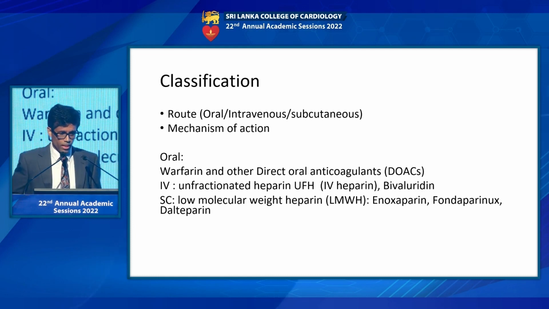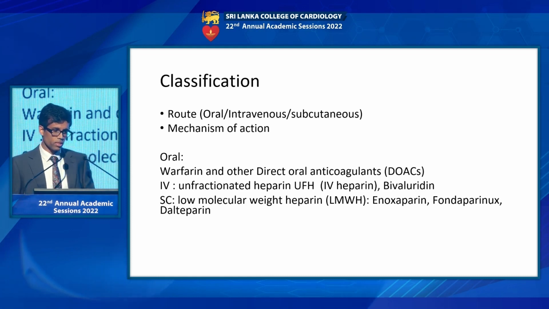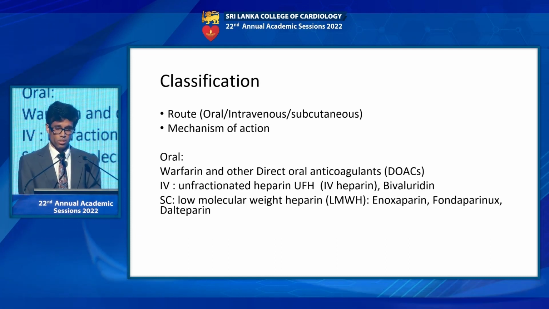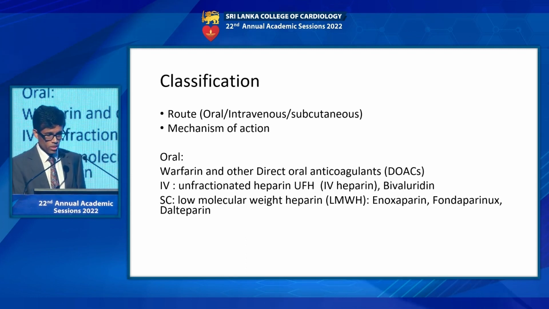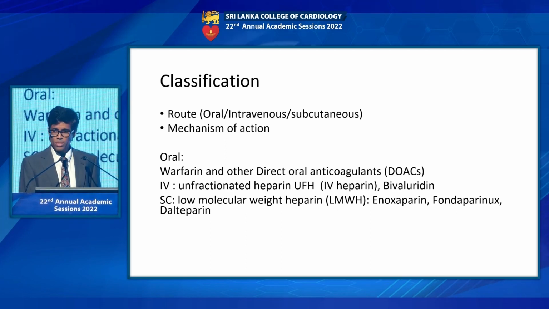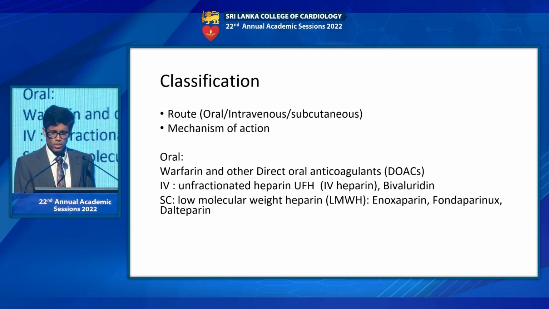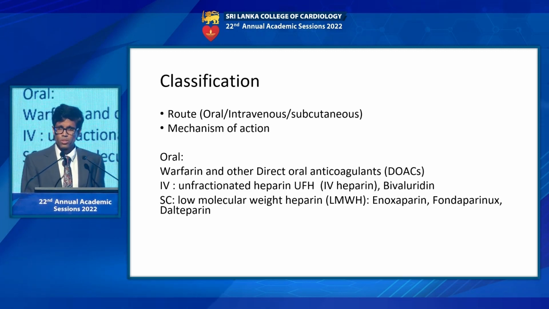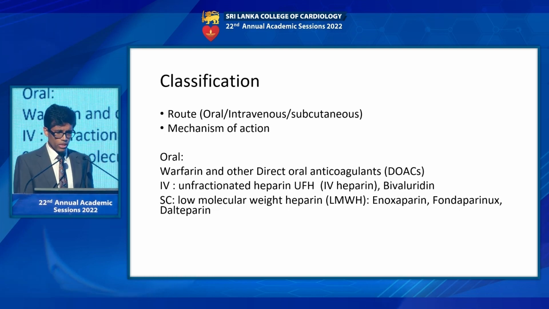So oral anticoagulants, intravenous anticoagulants, and subcutaneous anticoagulants. Oral ones, as we know, the most commonly used one is warfarin, and then the direct oral anticoagulants, the DOACs. Intravenous, mainly we use intravenous heparin or unfractionated heparin, and in the Americas they use bivalirudin quite a lot, and I don't think that we use bivalirudin here in Sri Lanka much. Subcutaneous, low molecular weight heparin.